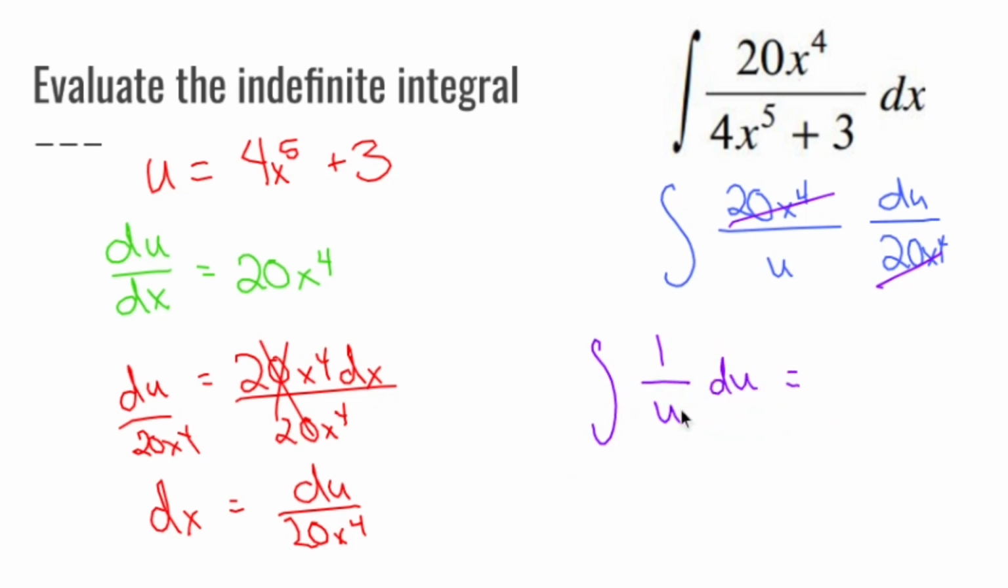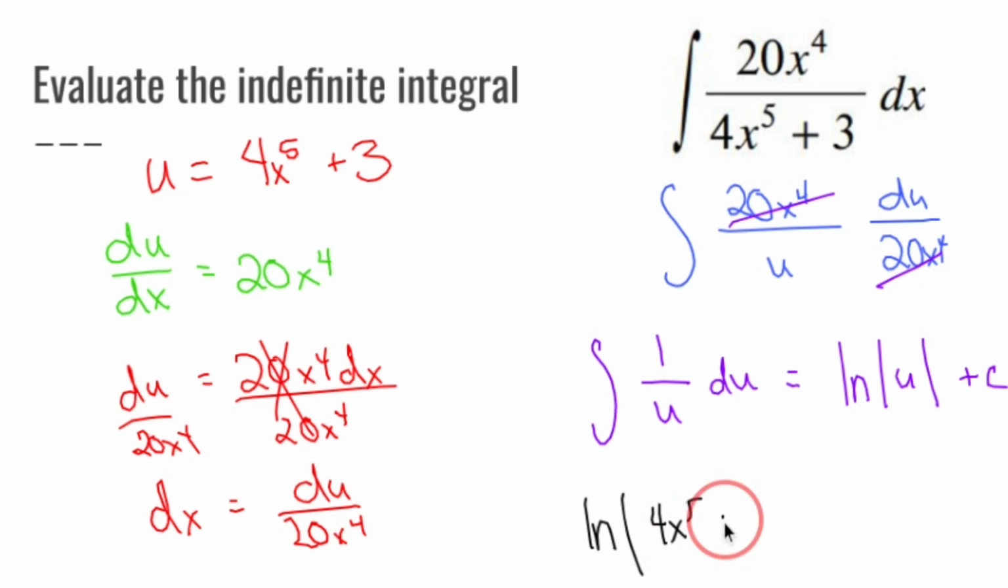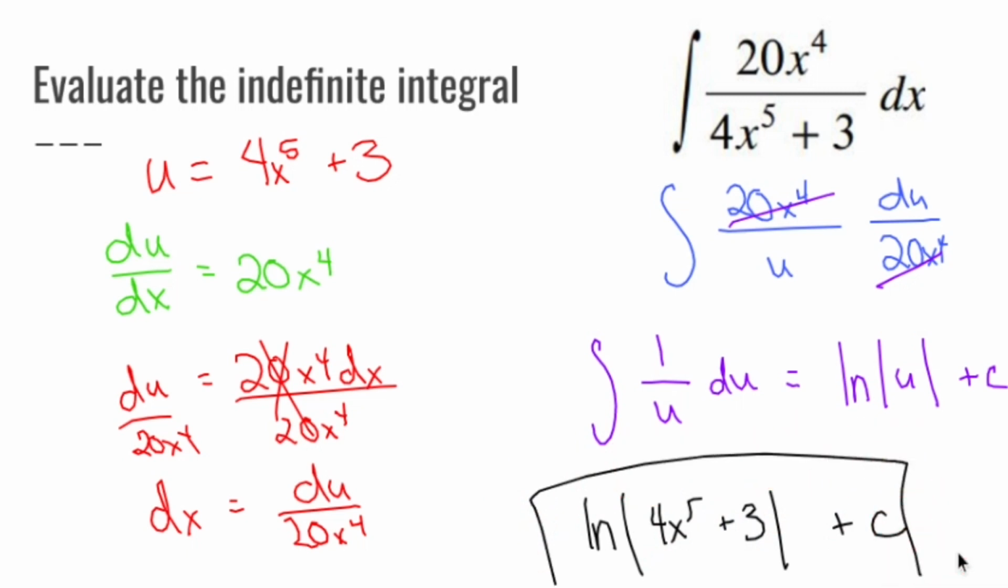The integral of 1 over u is ln of u. I'm going to add that arbitrary c. I'm not done. I said that u was 4x to the 5th plus 3, so my final answer is going to be ln of 4x to the 5th plus 3 in absolute values plus c. So a little bit of rationals, a little bit of ln's, a little bit of u, a lot of bit of me, and a lot of bit of fun.